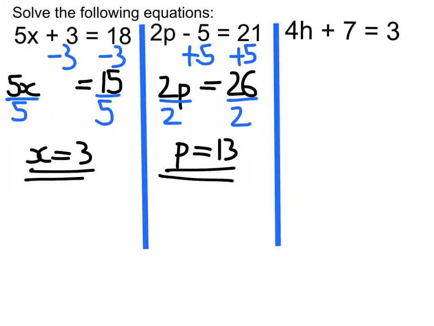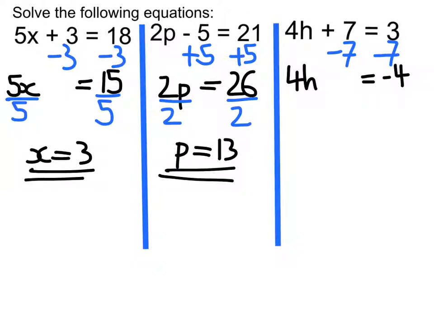Now, last one, 4h plus 7 equals 3. I'm going to take away 7 from each side, so I'm just left with 4h on one side. So 4h plus 7 minus 7, well the 4h stays, but the 7 minus 7, they cancel out, so that's nothing left. Now 3 take away 7, oh, well this is going to give me a negative number. 3 take away 7 is negative 4.